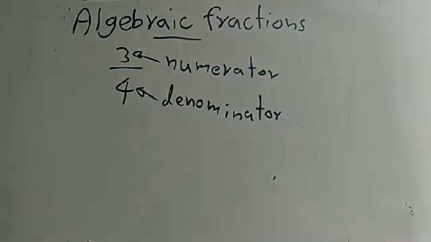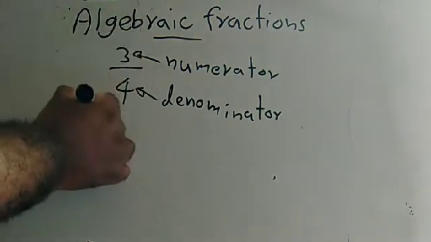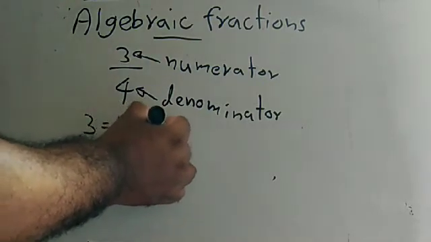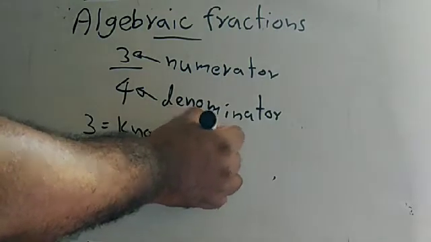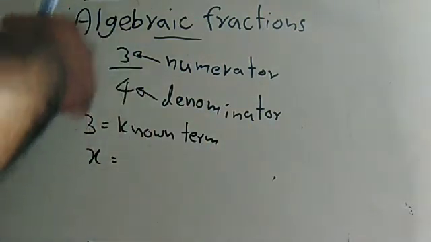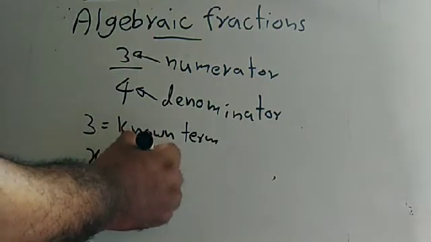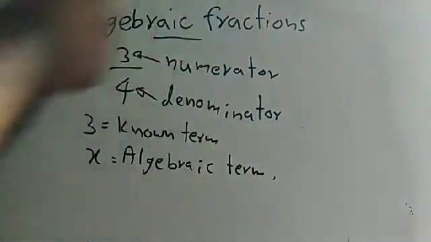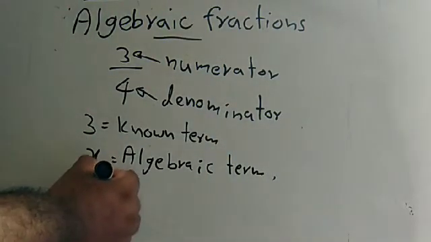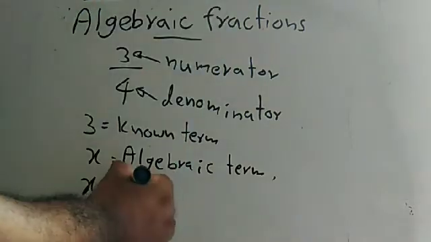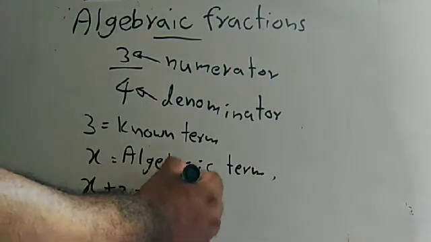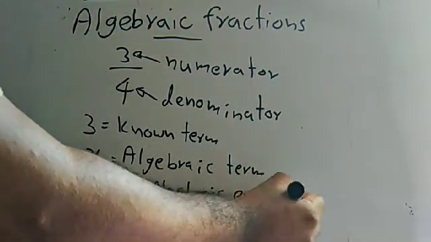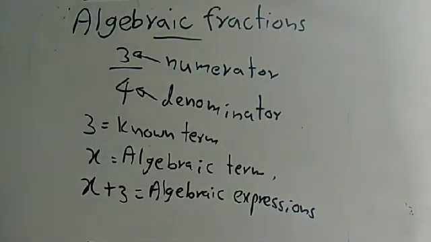Numerator and denominator. Right. You have heard 3 is a known term, a constant. We have learned this. And x is an unknown term, an algebraic term. Both an algebraic term and a known term together we call an algebraic expression. Now you should know this.